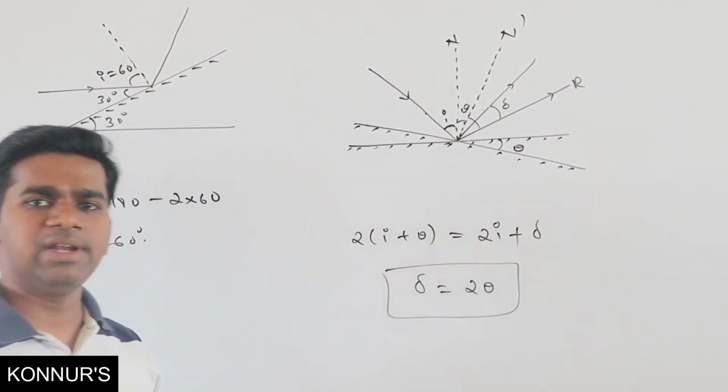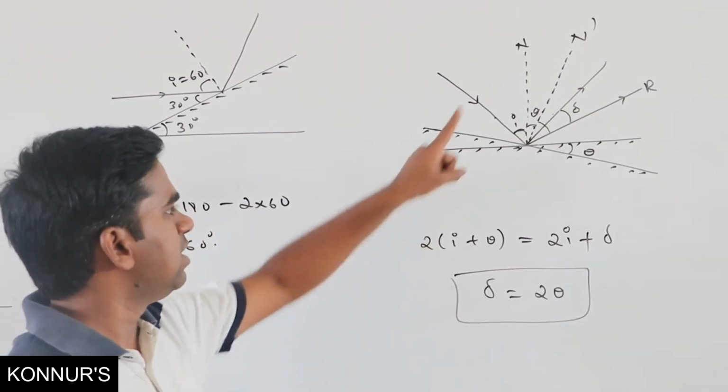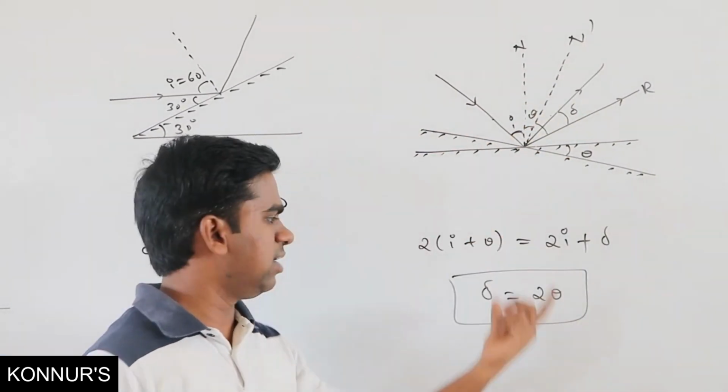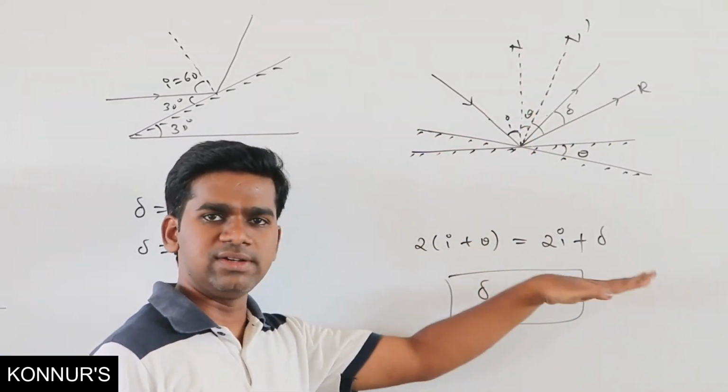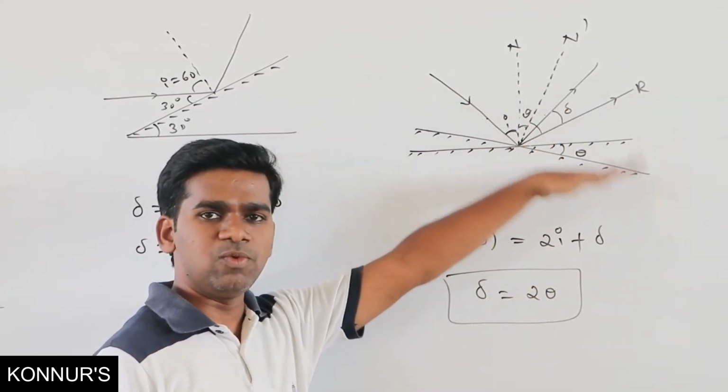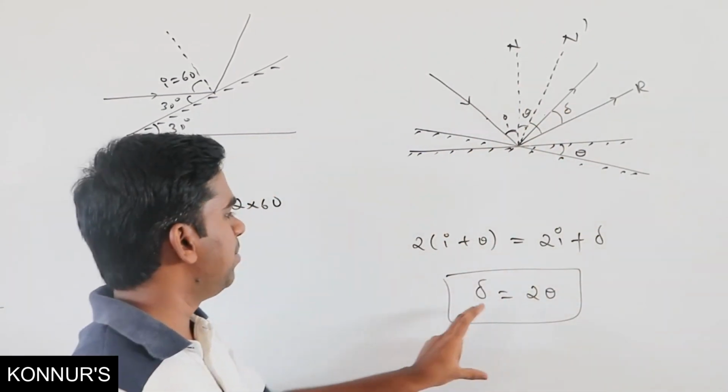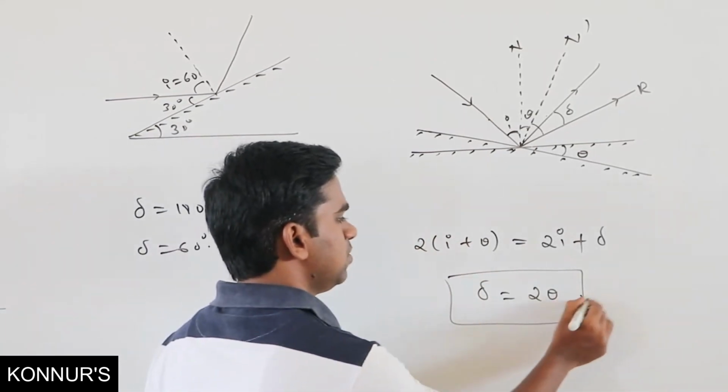So if the mirror is rotated by an angle theta, the reflected ray will rotate by an angle 2 theta. If the mirror is rotated 30 degree, your reflected ray will move by 60 degree. That is the meaning of delta equals 2 theta.